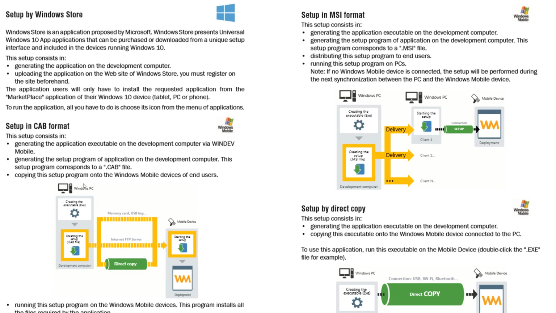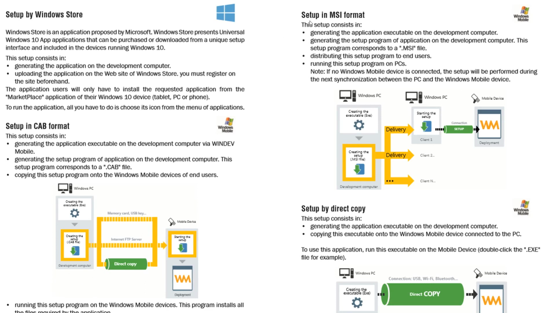On the Windows PC, using this software, we will create it, and this .cap file will be directly copied to the mobile device. You see here, there is a small symbol of the mobile device. Now starting the setup, and here the deployment comes. So here it will run your application on the mobile device. So this is by setup in .cap format, which the previous version supports.